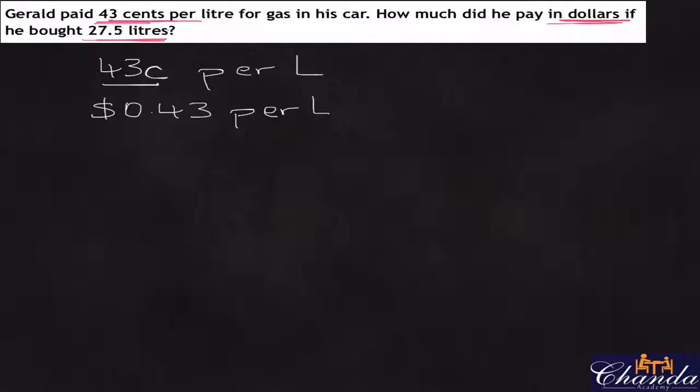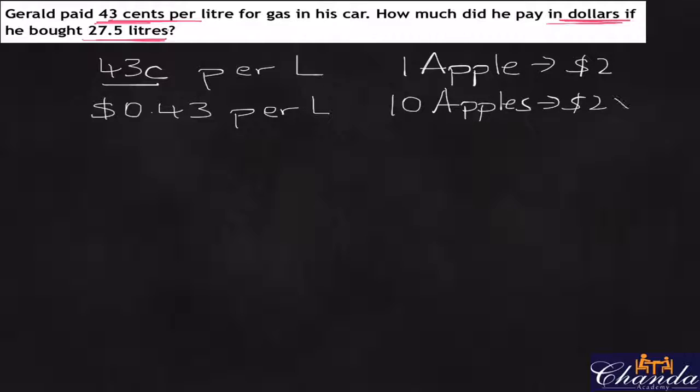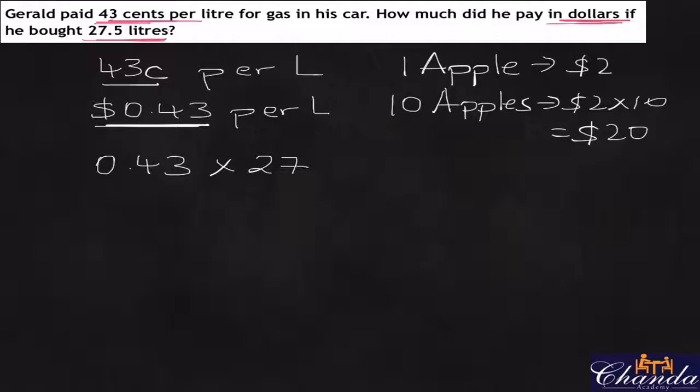Now, if I was to give you a simple example, let's say we have an apple. One apple costs $2. So 10 apples will cost, as you can imagine, $2 times 10, which will give me $20. In this case, if 1 liter of petrol or 1 liter of gas costs me 43 cents or $0.43, then 27.5 liters will simply be 0.43 times 27.5. So let's do this in the corner here.